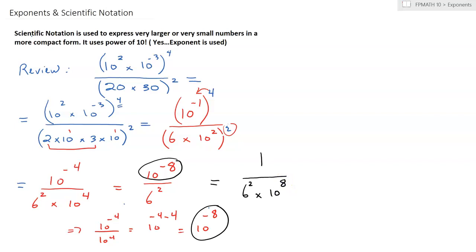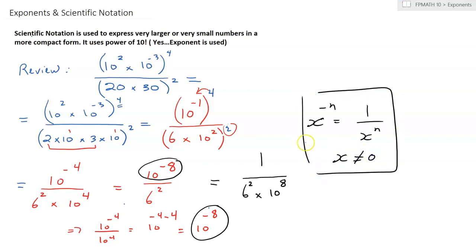And we are using the negative exponent law, which is x to the negative n equals 1 over x to the n, where x cannot be equal to 0. This is what we used to manipulate this.